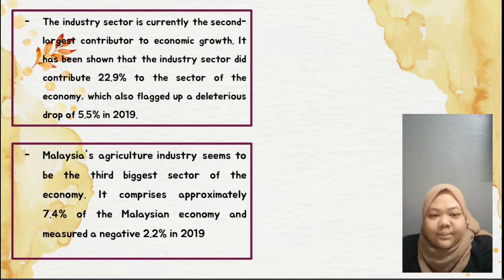It comprises approximately 7.4% of the Malaysian economy and measured a negative 2.2% in 2019 due to reduction in oil palm, rubber and logging manufacturing. Agriculture has figured prominently as the pillar and motivating factor behind the resilience and accomplishments of the Malaysian economy ever since the century of British colonization.